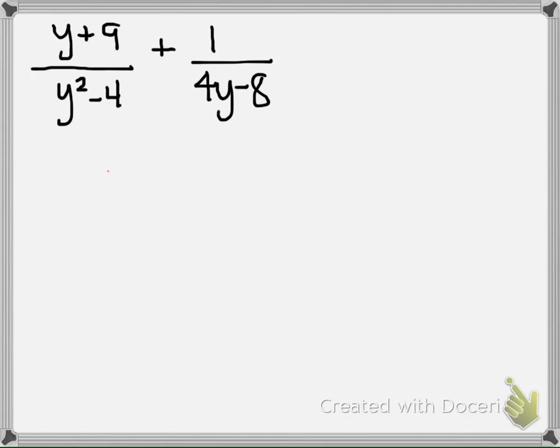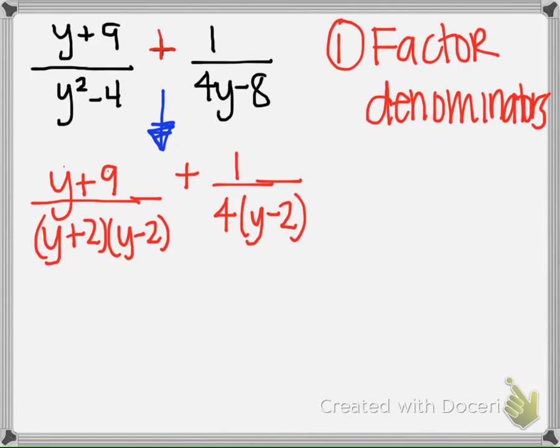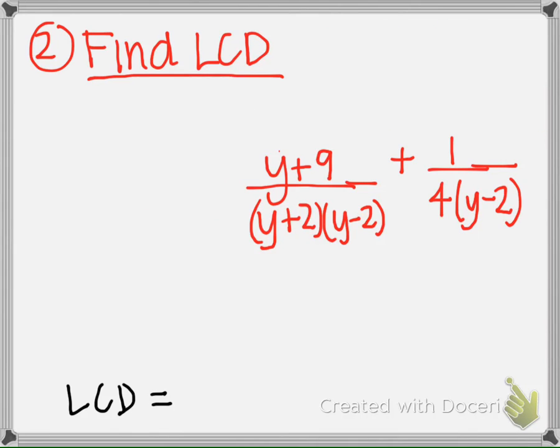Okay, so since we are adding fractions, we know that when we add fractions, we need a common denominator. So the first thing we need to do is factor the denominators. So go ahead and do that. Okay, so now we have the denominators factored here. Now we're ready for step 2, which is to find the least common denominator.